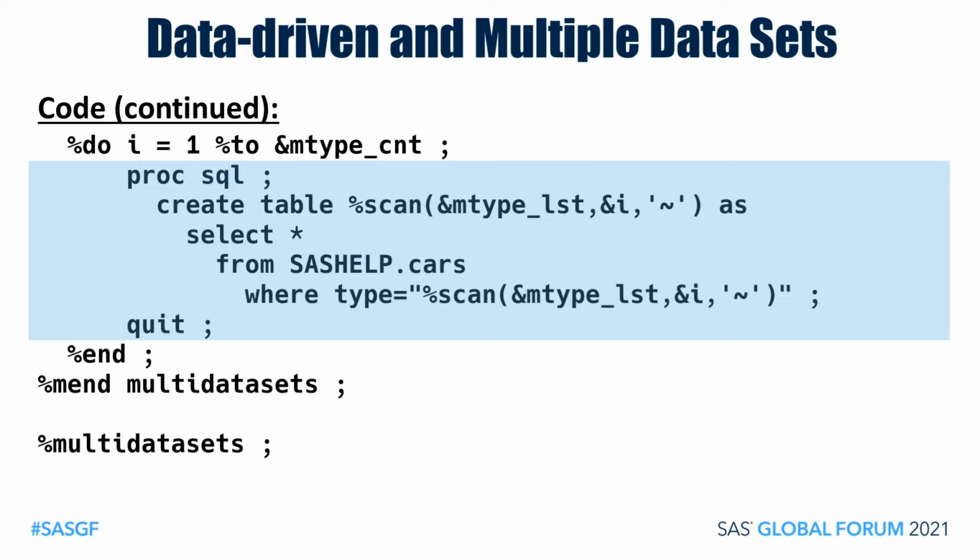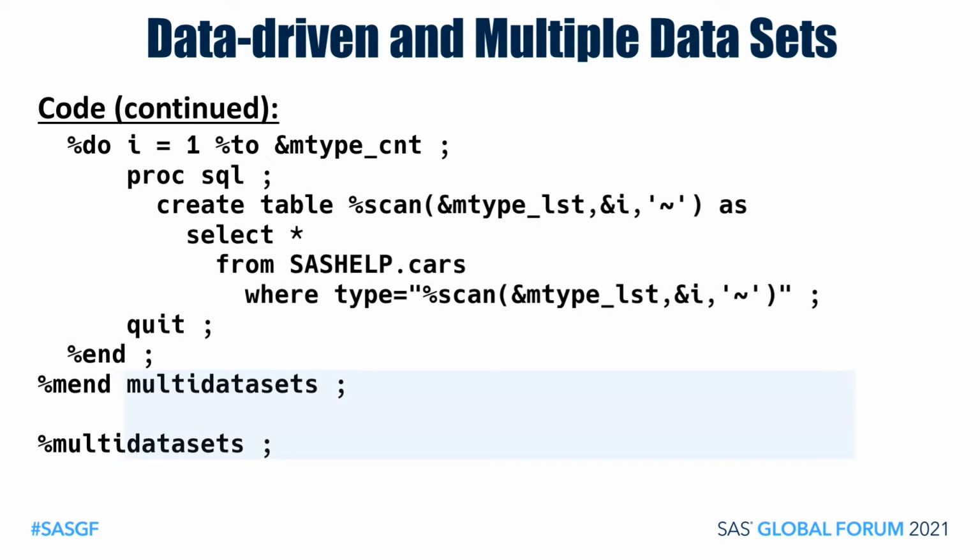And each time the tilde is found, it knows that that is a separator. Consequently, the table that gets created, the first tilde will create a data set for that particular data type or that distinct vehicle type, etc. And it will do this, in our example, 6 times.